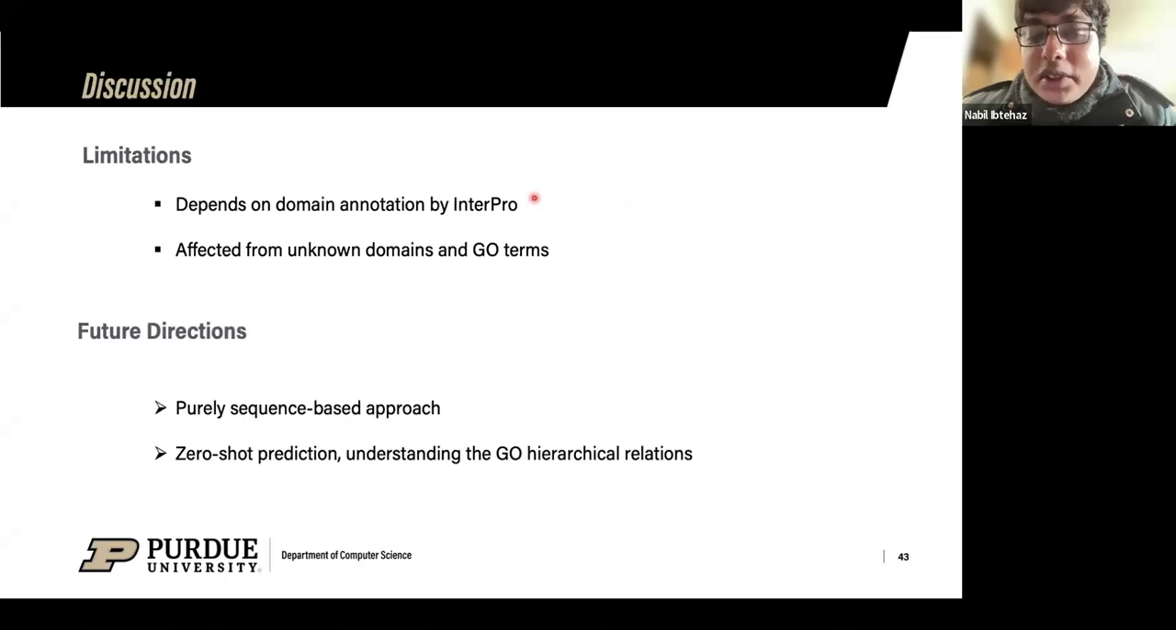Instead of depending on the domain annotation by InterPro, we are trying to figure out a purely sequence-based approach, so that we can predict the domains directly from the sequence using deep learning. And we don't need the domain, we just need the functional signature. Just as we have extracted the functional signature of the domain, we try to extract the functional signature of the protein sequences. So this is one future direction of our work. Another future direction is being able to perform zero-shot prediction. If we understood the GO hierarchical relation, then it would be possible to still handle GO terms that were unknown, that were not present in our training data set at all.